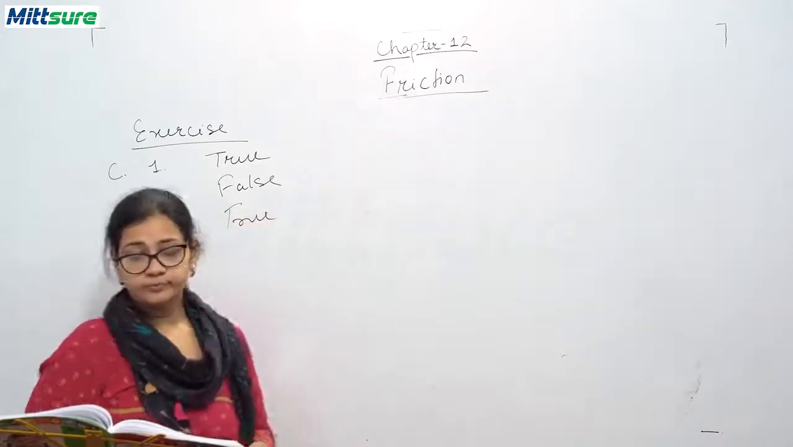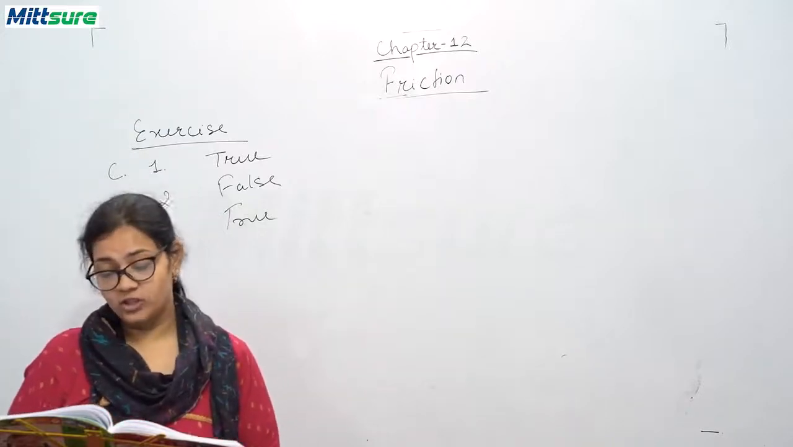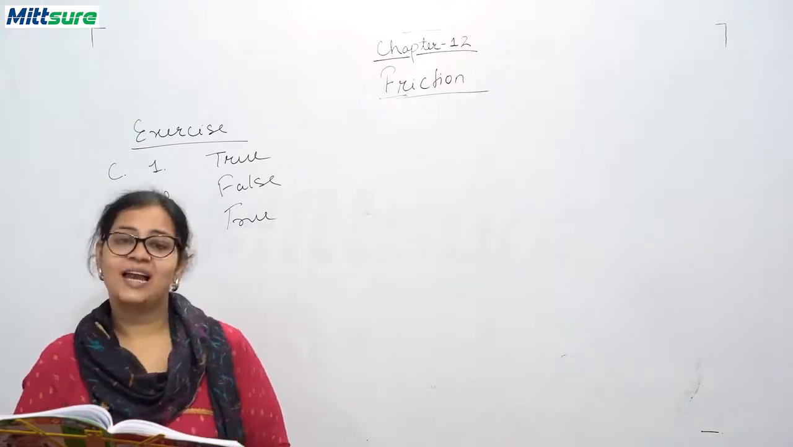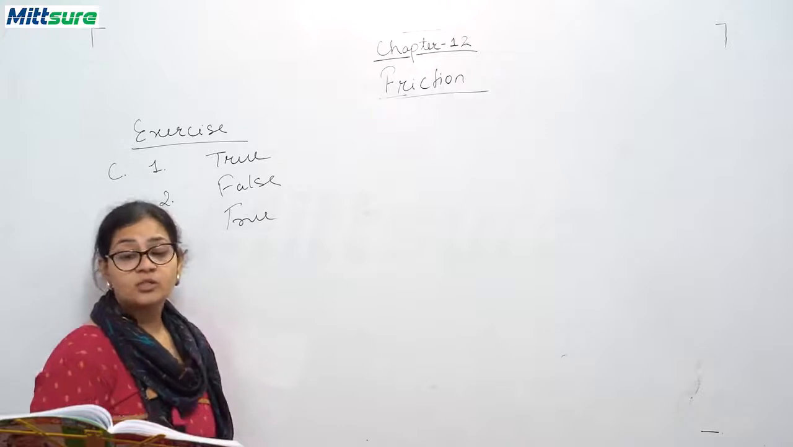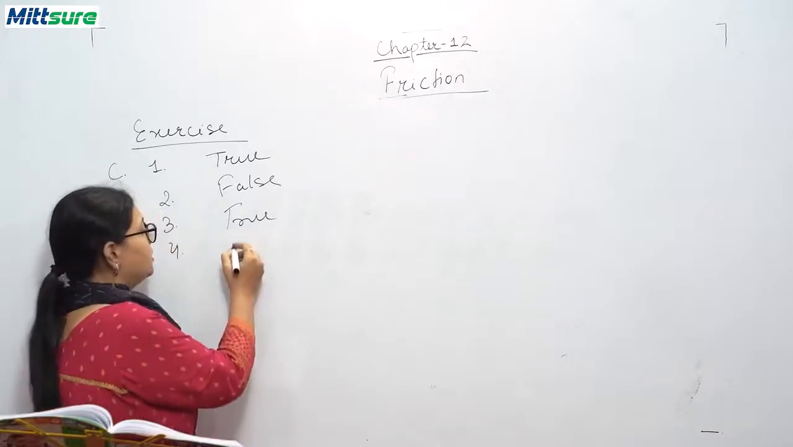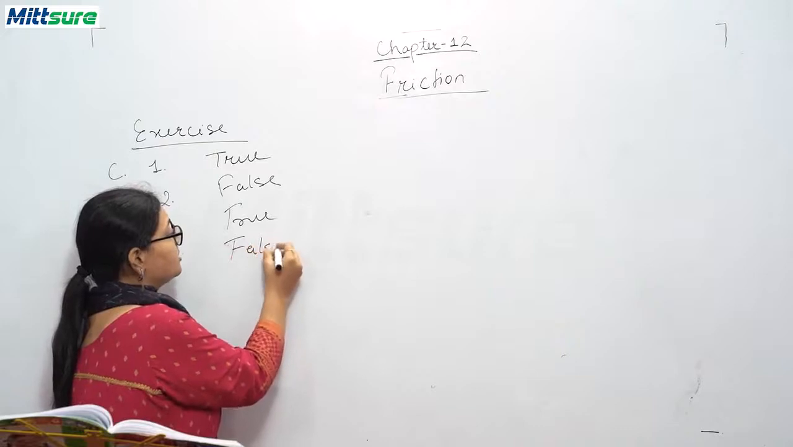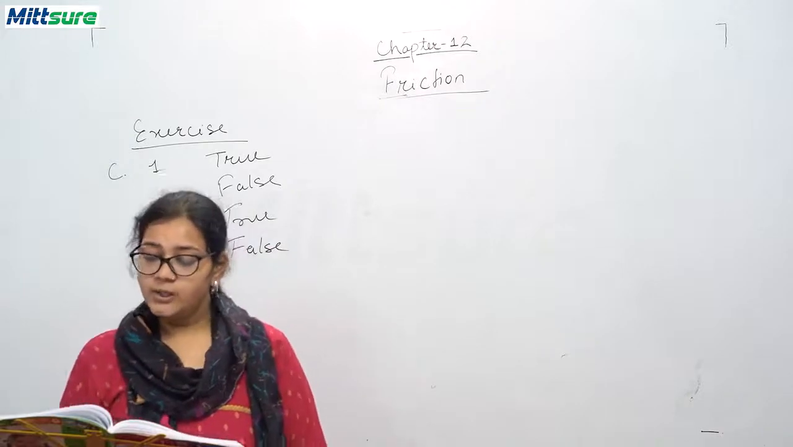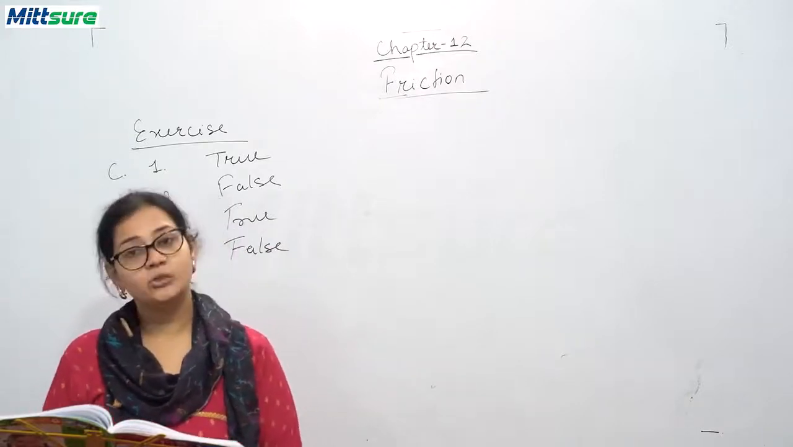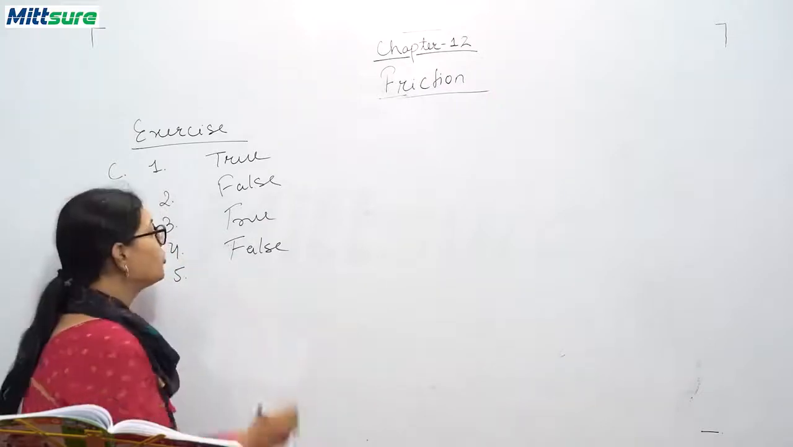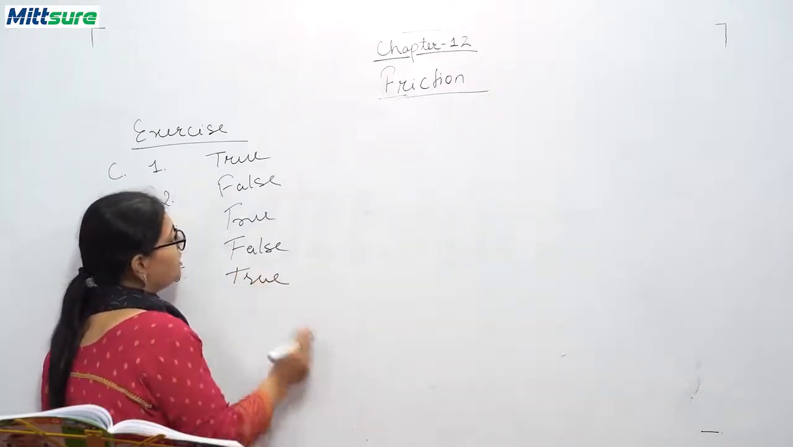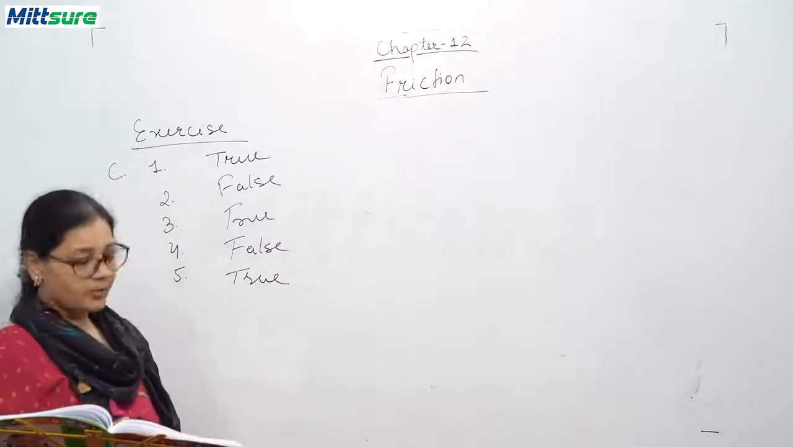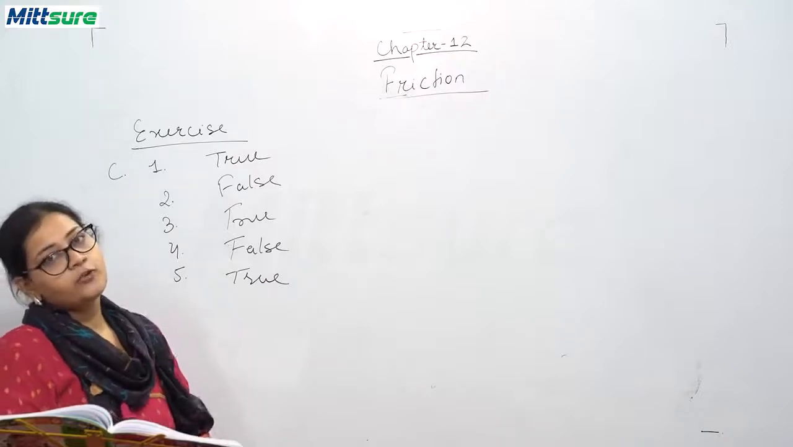Fourth, the maximum force of friction called into play when one body slides over another is called sliding friction. It is false. This is called limiting friction. Fifth, this is the last one: the friction between two surfaces can be reduced by polishing the surfaces. It is true. Yes, we can reduce friction by polishing. So this completes question C, write true or false for the following statements.